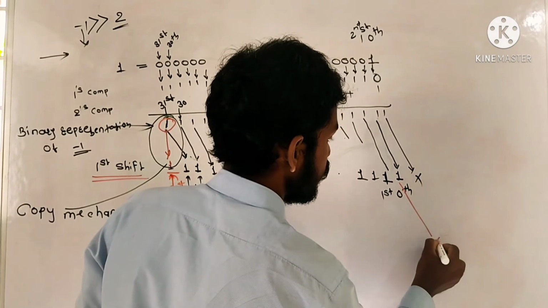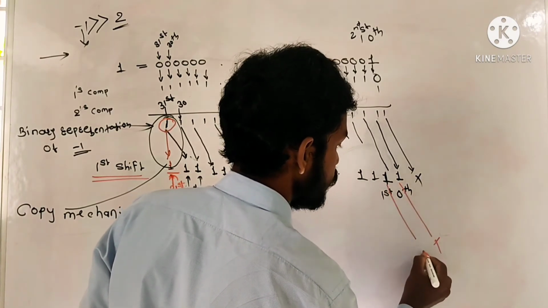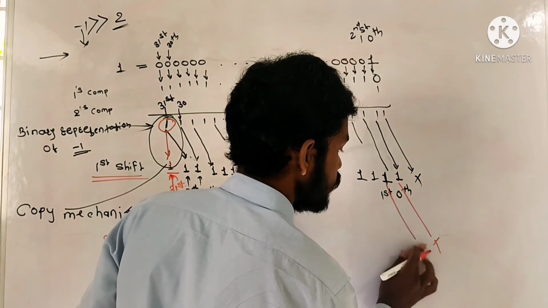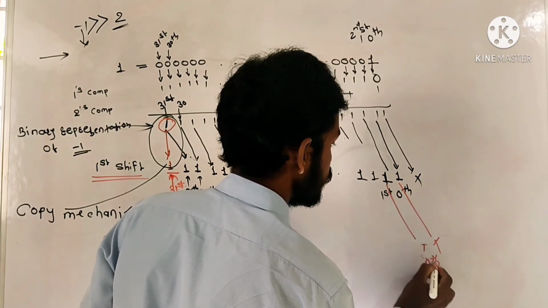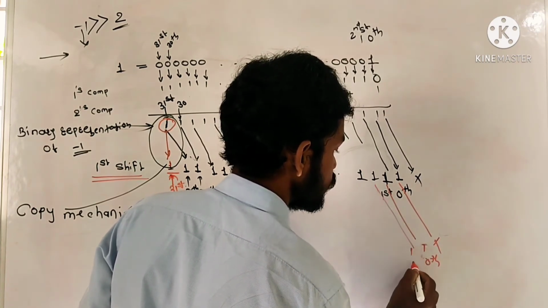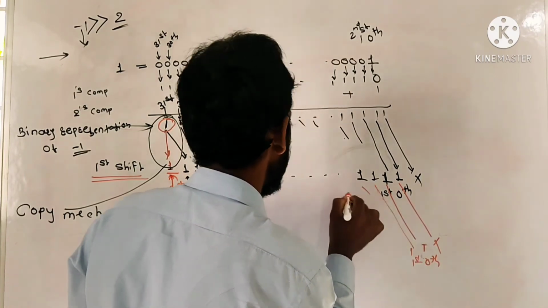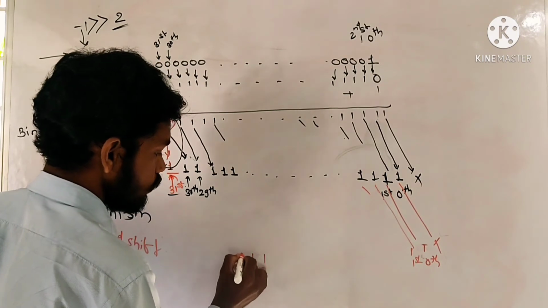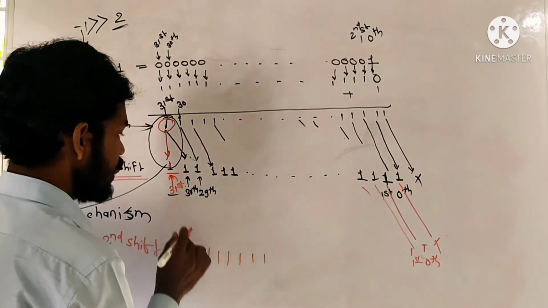Again this value will be discarded. This value will come to the 0th position. This value will come to the first position. Again every bit will shift by 1.